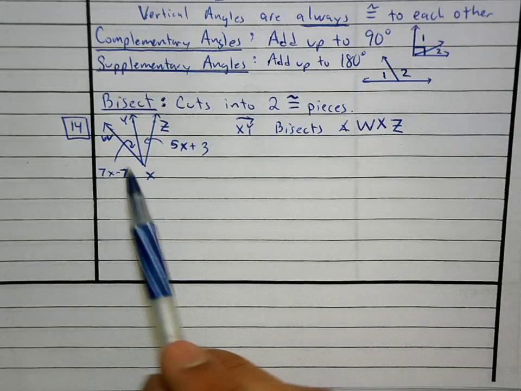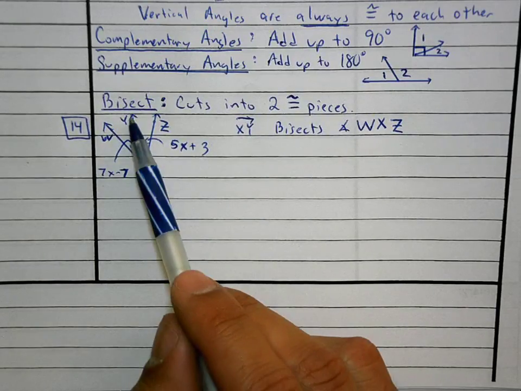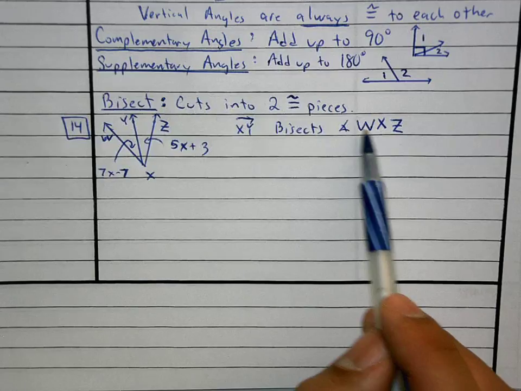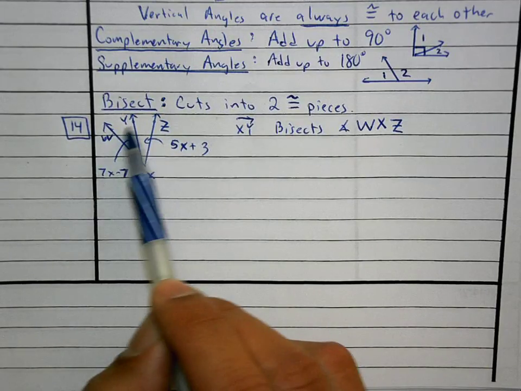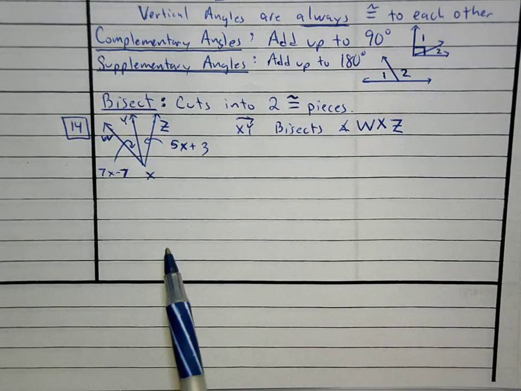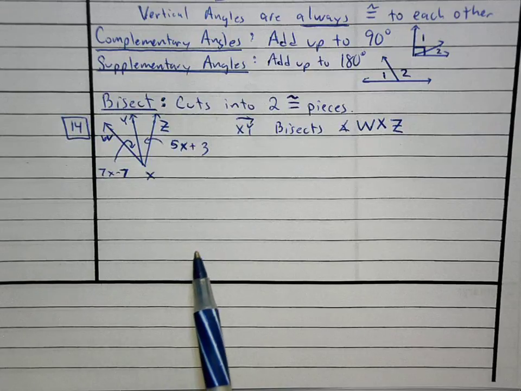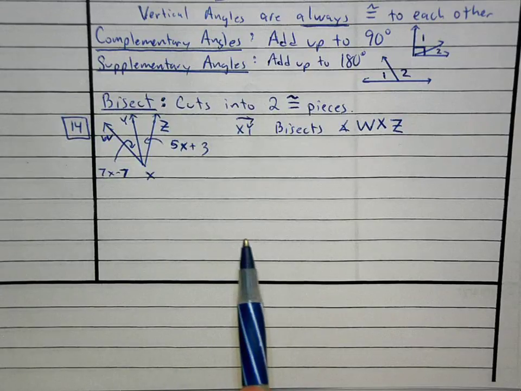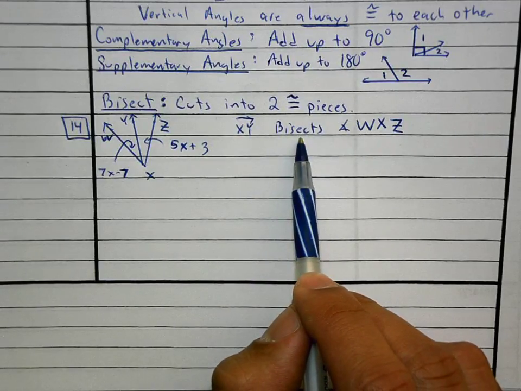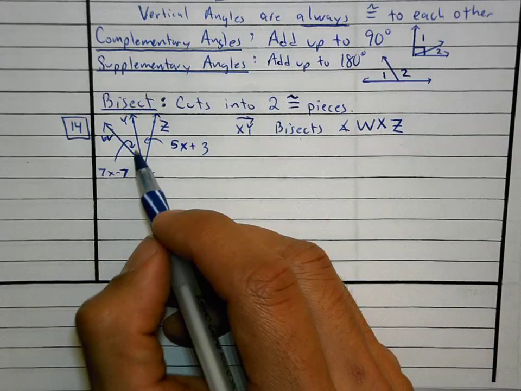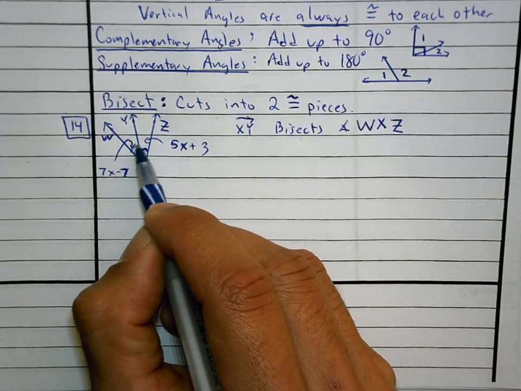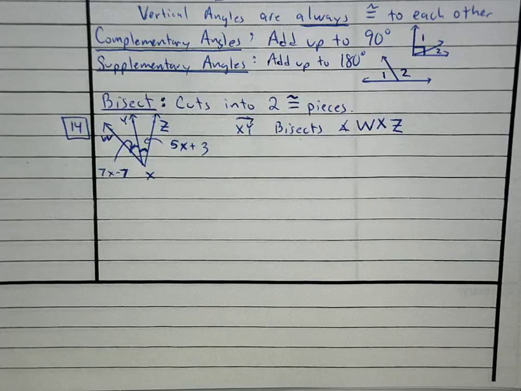So when they have this problem, W, X, Y, and Y, X, Z, and they tell you that XY bisects this angle, you have to go to this angle, W, X, Z, and you say this angle is being cut into two equal pieces. They don't show you that in the picture. In the picture, they're not going to have anything that lets you know that these two things are congruent to each other. So if it tells you that it bisects, what you need to add to the picture is that, since this cuts into two equal pieces, this angle is congruent to this angle. You're going to need to add that to your picture.